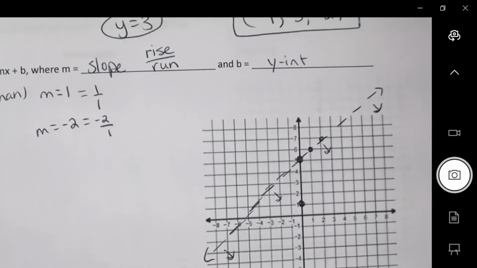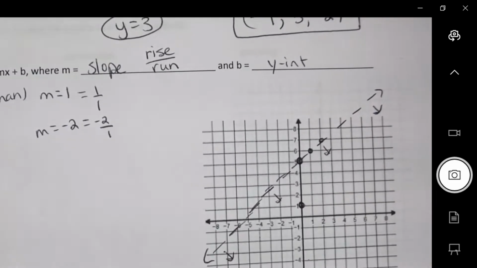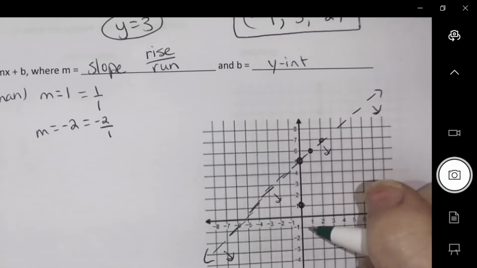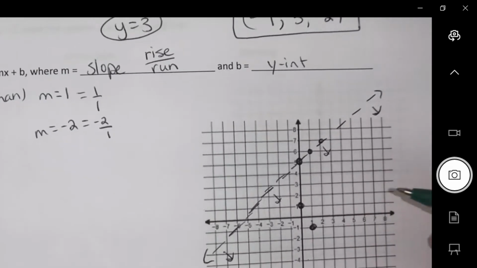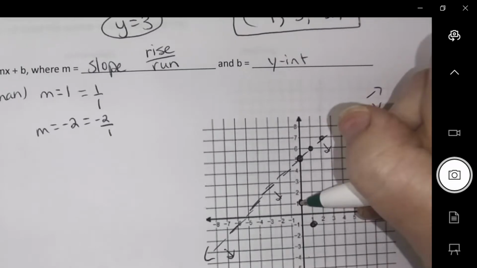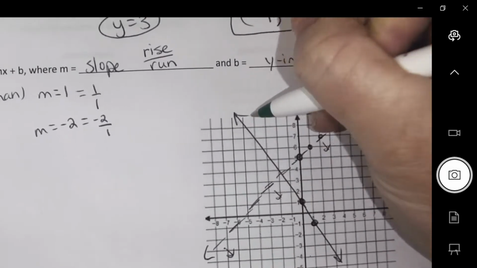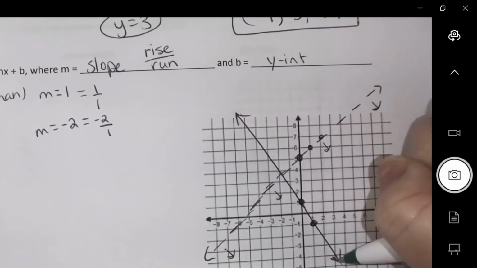And the slope is -2. So as a fraction, -2 over 1. So I'm going to go down 2, right 1. And you told me I could be on this line. So I'm going to draw it as a solid line.